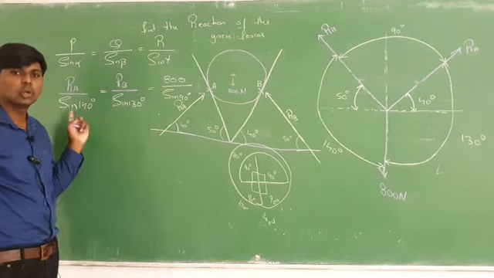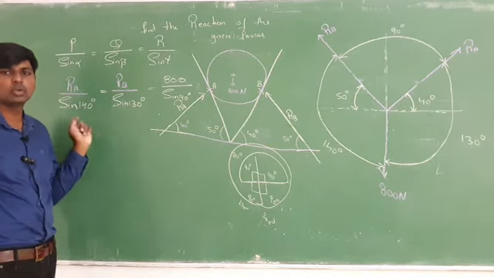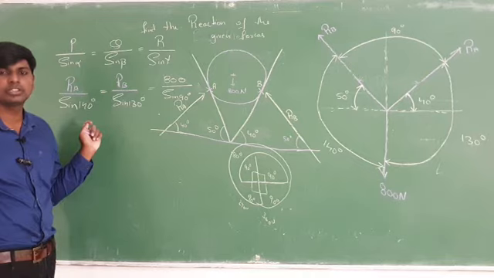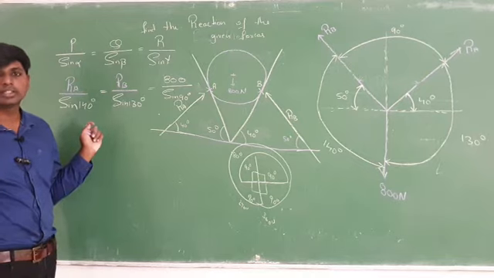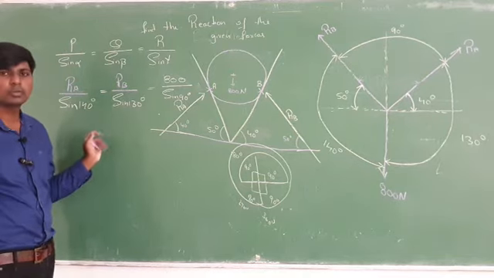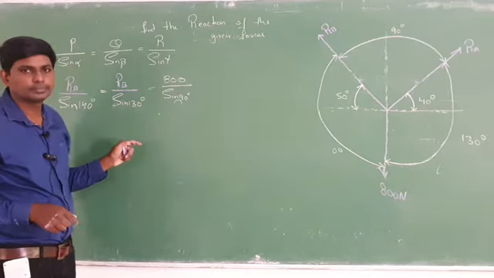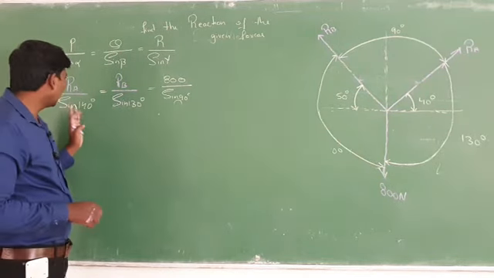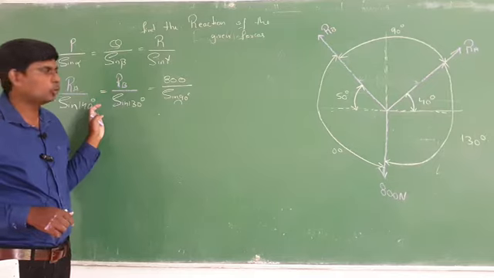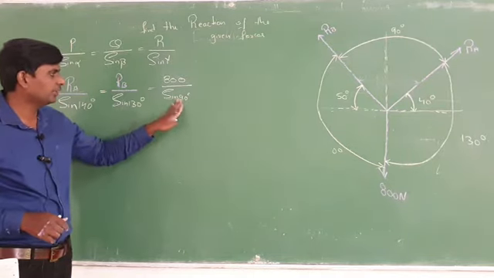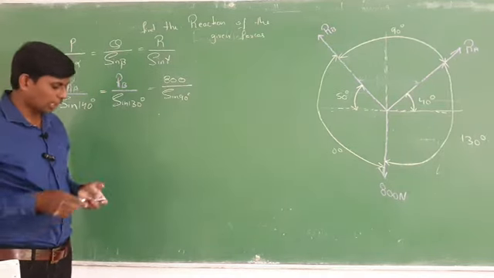Here two unknown forces are there and one known force is there. So what you have to do? Now as you can see, this is the unknown force, this is the unknown force, and this one is the known force. So try to find out that.